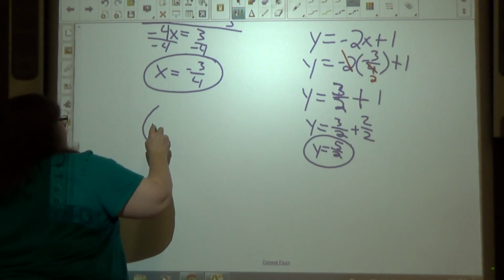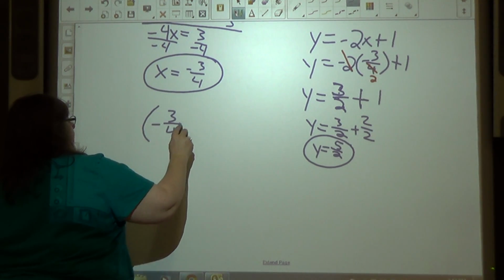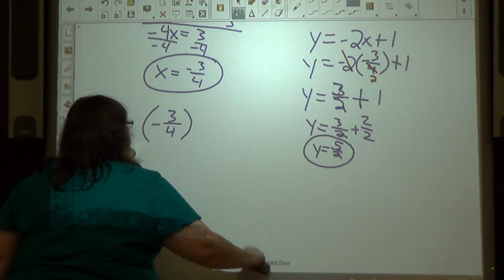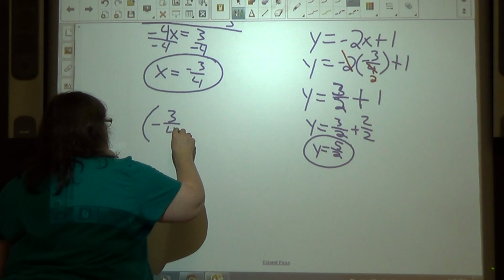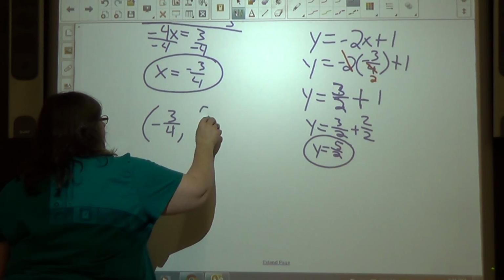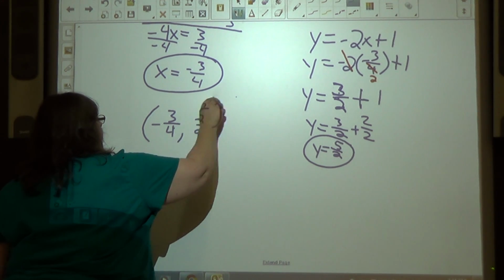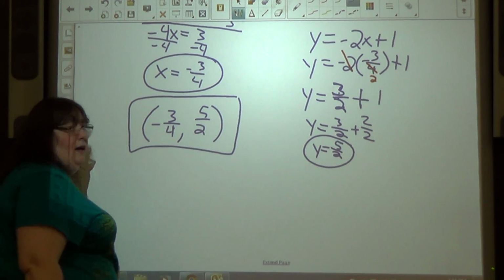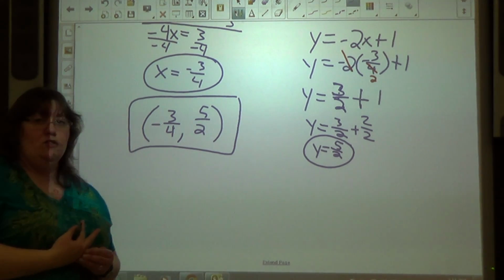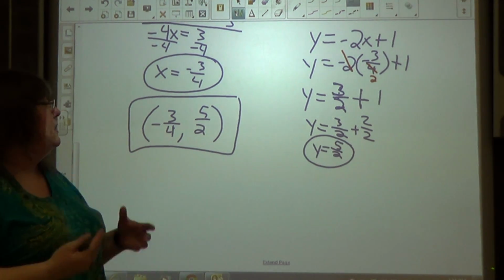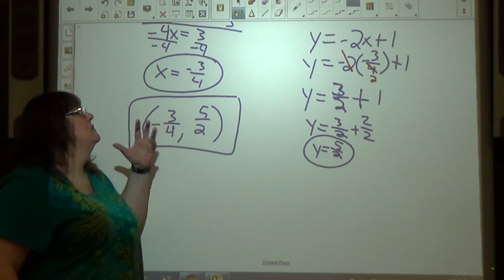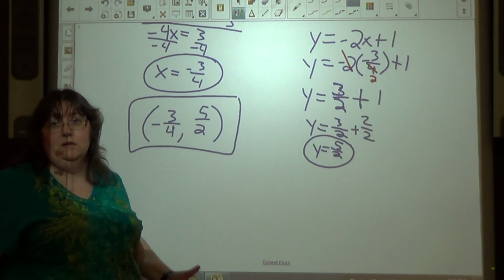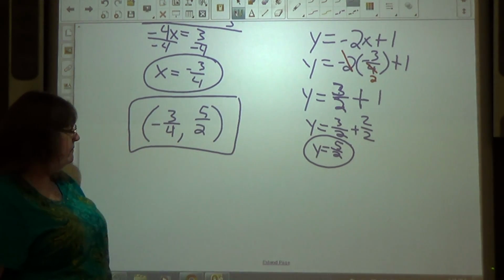So, my coordinate, negative 3/4 is my x, and 5/2 is my y. Okay? There's my solutions. All right? So that's how you can do this for solving by substitution.